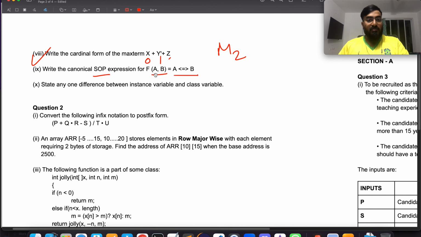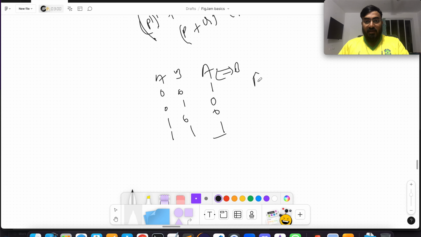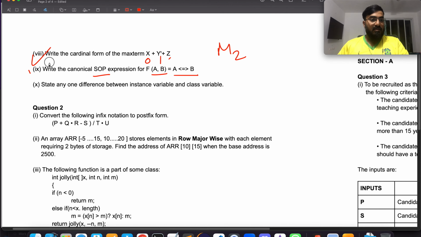So canonical SOP is going to be A bar dot B bar, and this is going to be AB. So canonical SOP is going to be A bar dot B bar plus AB, and this is the answer for this question.